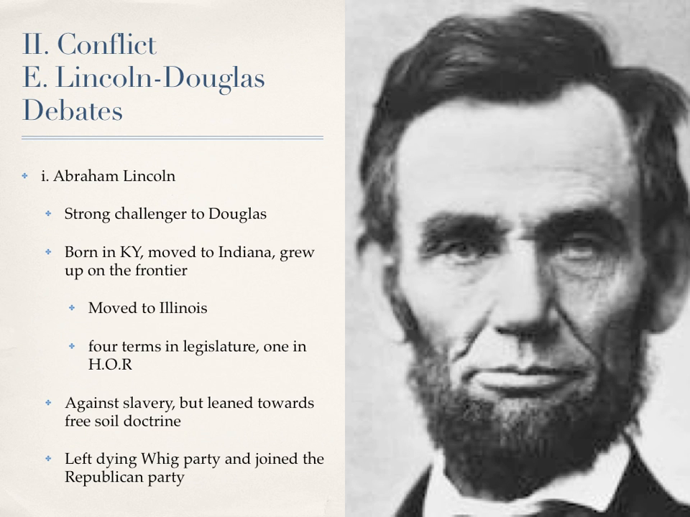Okay, so Abraham Lincoln, probably one of our most famous presidents. He was born in Kentucky, moved to Indiana. His mother died when he was very young. He served 4 terms in the state legislature, and one in the House of Representatives. He's against slavery, but he's leaning towards the free soil doctrine. He's not really radical like people like to depict him. Abraham Lincoln didn't really run on the platform of freeing the slaves, but he doesn't want to see the extension of slavery into the territories.